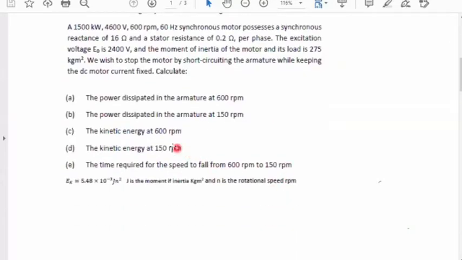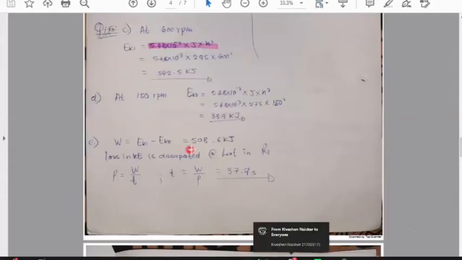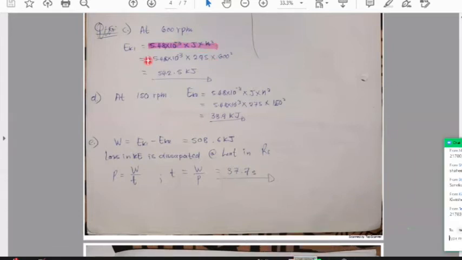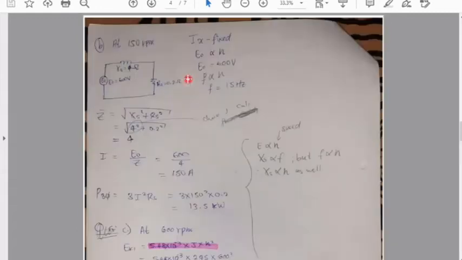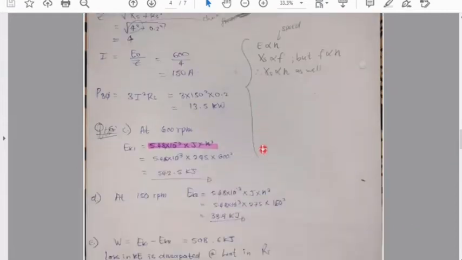C says the kinetic energy at 600 RPM. So kinetic energy is equal to 5.48 times 10 to the negative 3 times J times N squared. Do we have our J? Yes, it's given to us in our question. So this is a constant. Multiply that by your J, times the speed that is being asked squared, and that's the value that you get. It's pretty simple. The only trick in this question, I think, was this relationship that you had to identify.